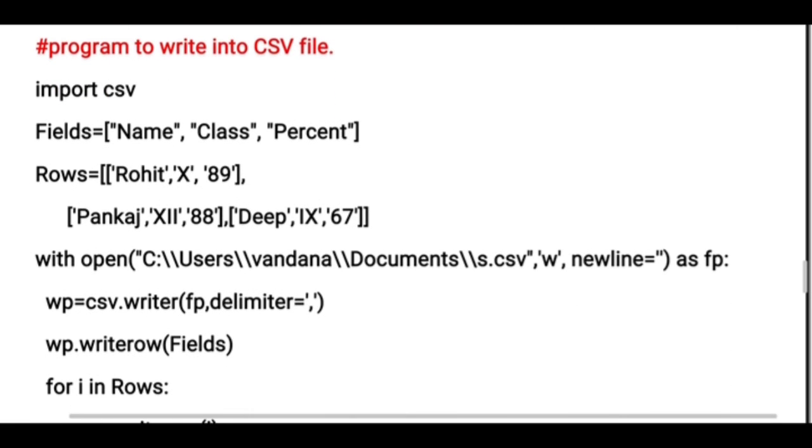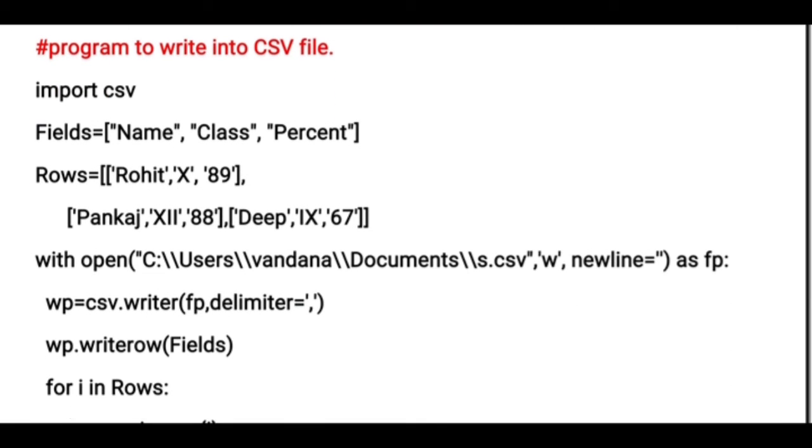Now another program to write into the CSV file. Here I have created a file in a different way. There I was using it as the argument of my function, but here I have defined it as a separate list. So similarly, import csv, then fields. Fields are what? The headings of my table, or whatever we write in the CSV file as a heading. Then rows: row 1, row 2 and row 3.